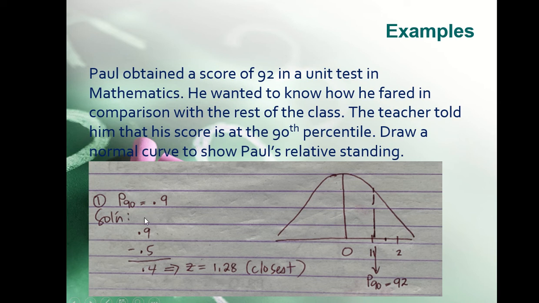Sabi natin, kapag ang percentile ay mas mataas sa 0.5, kasi nandito ang 0.5 sa gitna eh. Ito yung 0.5 na mas mataas, ito ang 0.5 na mas mababa. So, kung mas mataas siya sa 0.5, natural, nandun siya sa kanan. So, percentile 90 is here.